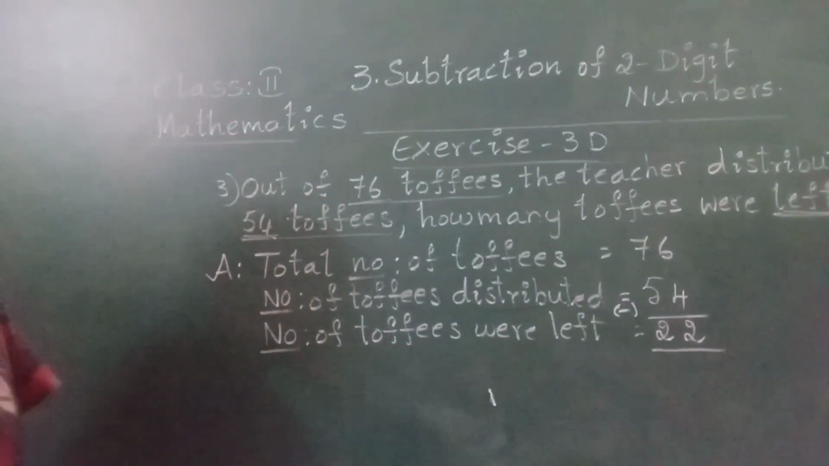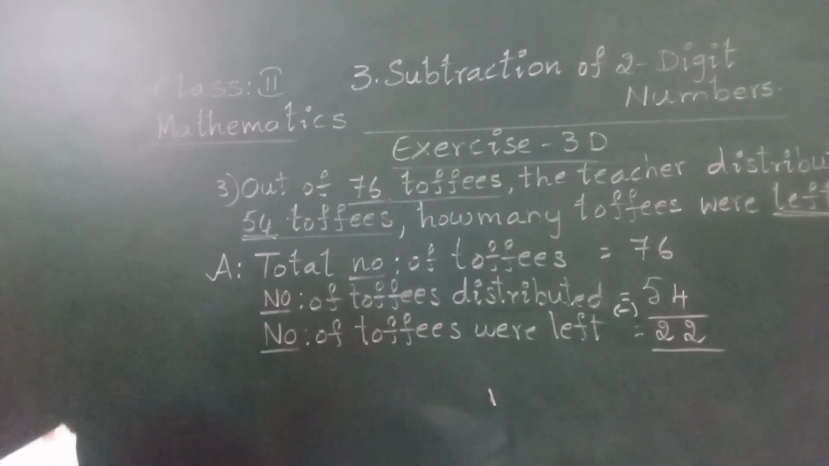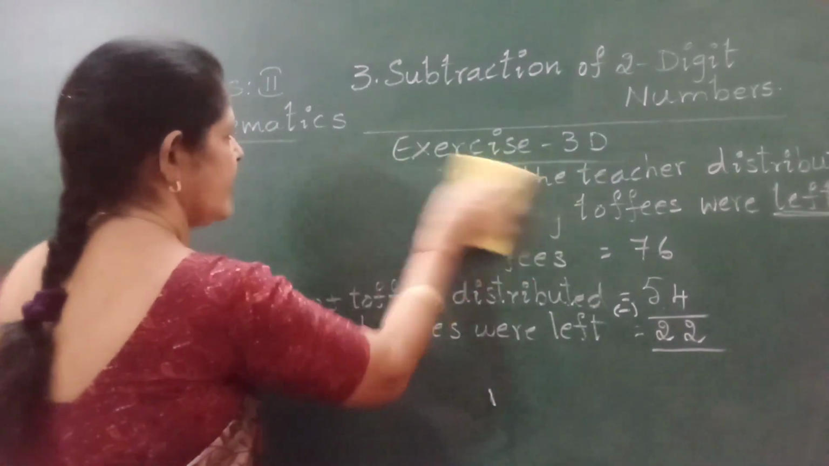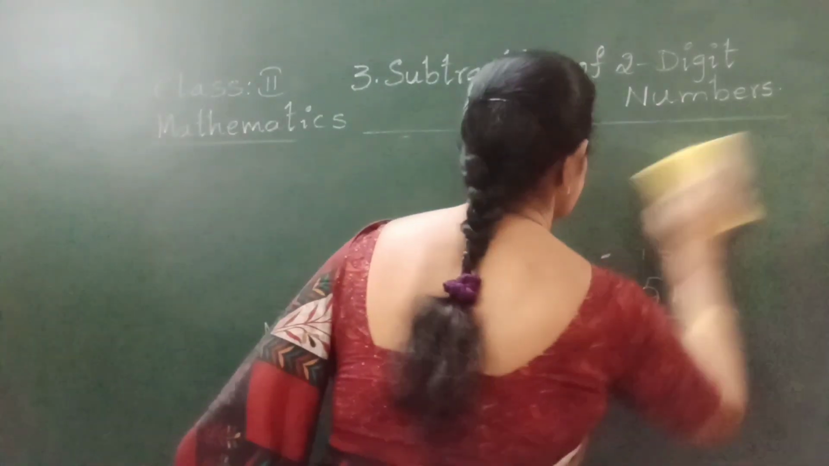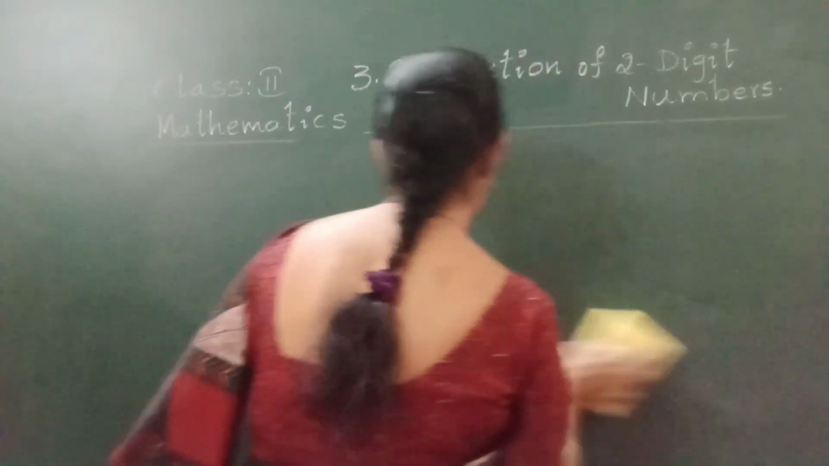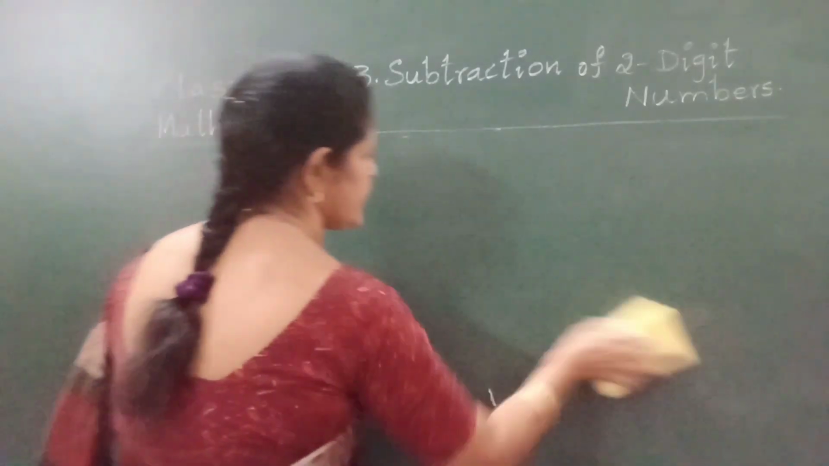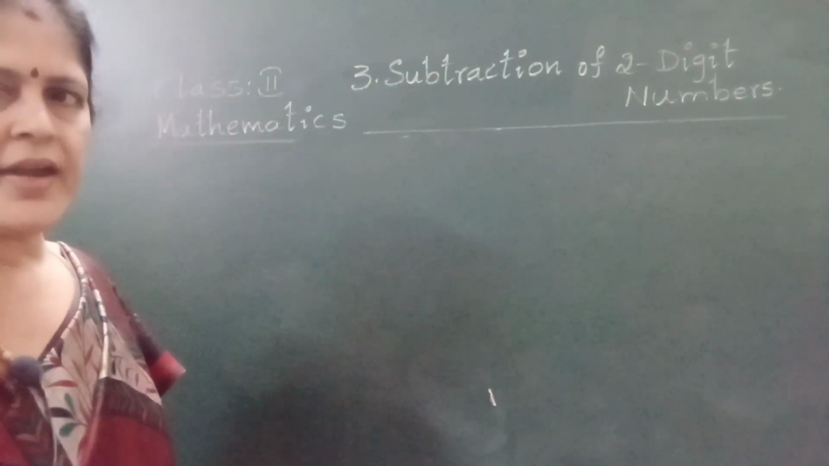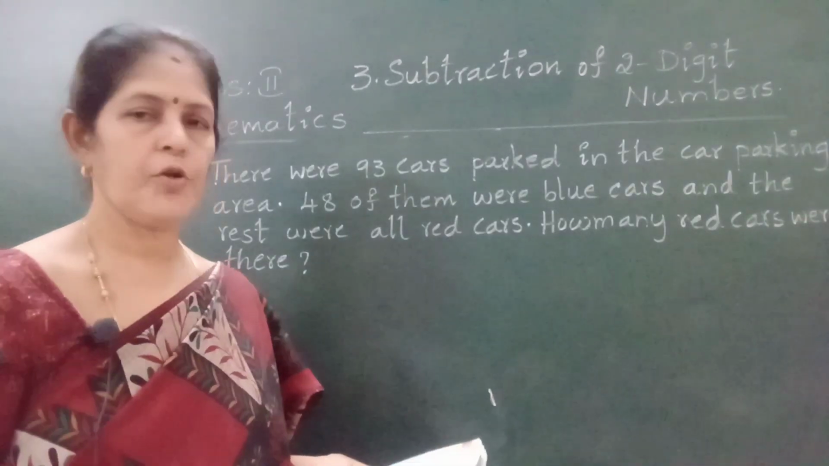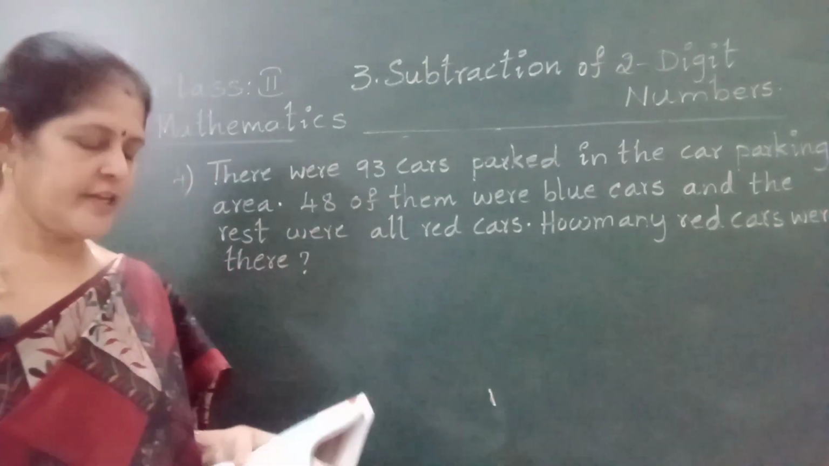Okay? Come on, see. Now, ready? Next, same exercise. Exercise 3D, fourth sum. I am going to explain. You listen carefully. Afterwards, write the answer. Okay? Can I write the question? Come on, children. I am going to read the question. You see in your textbook.